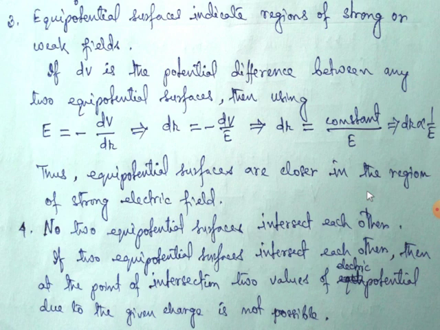So these are the properties of electric potential and equipotential surfaces. In the next class we will do the electric potential energy of an electric dipole when placed inside a uniform electric field. Got it? Yes, thank you.